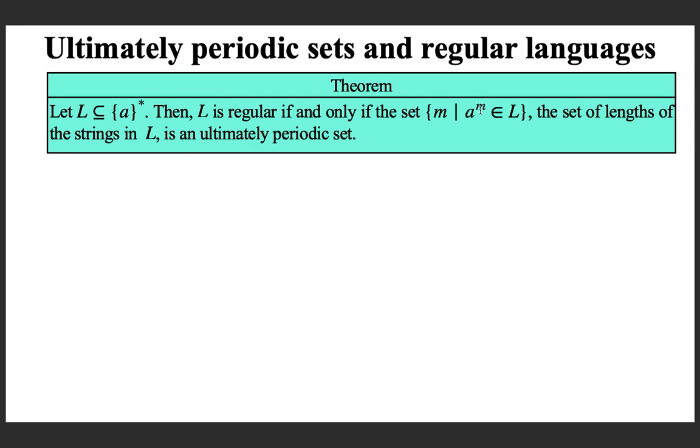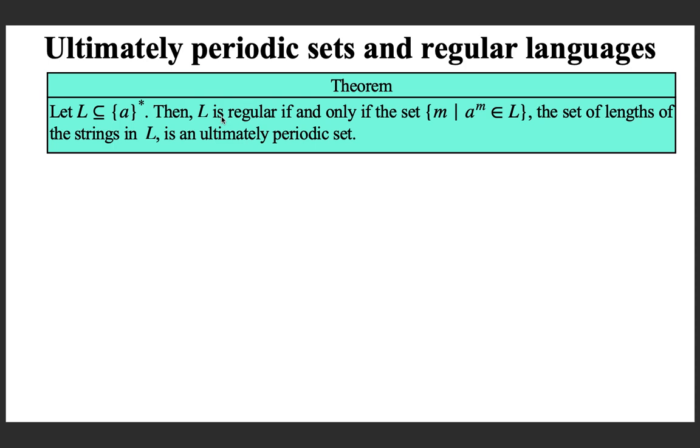the set of string lengths in the language, the set of all m such that a to the power m is in the language, meaning this is the set of all lengths of the strings in the language, is an ultimately periodic set. So it is a very strong claim. If you look at a single alphabet language, the language is regular if and only if its length set is ultimately periodic. Later we can see examples.